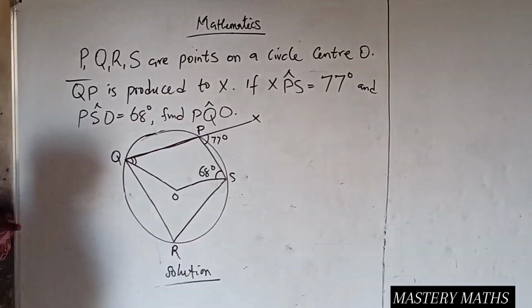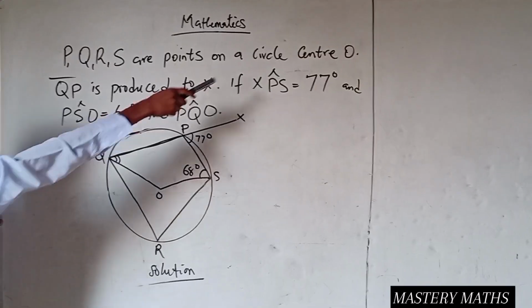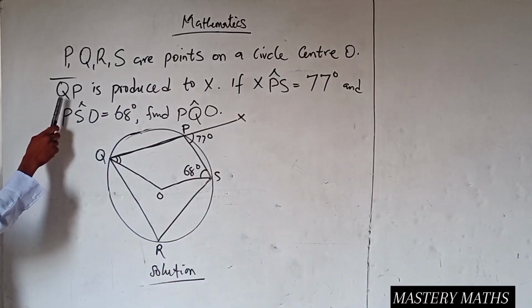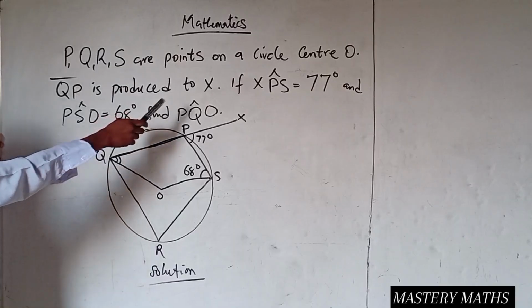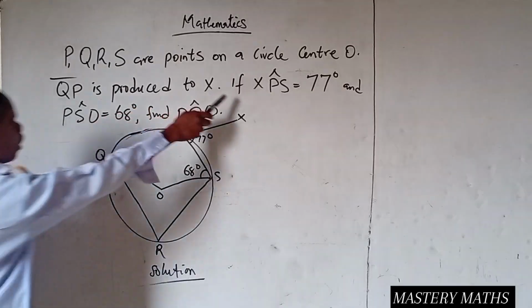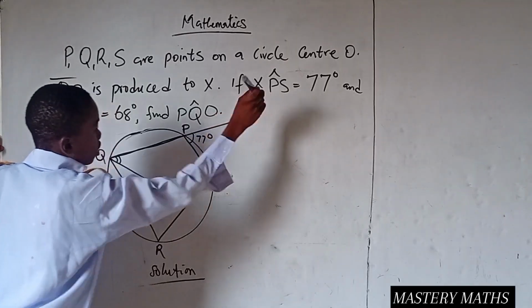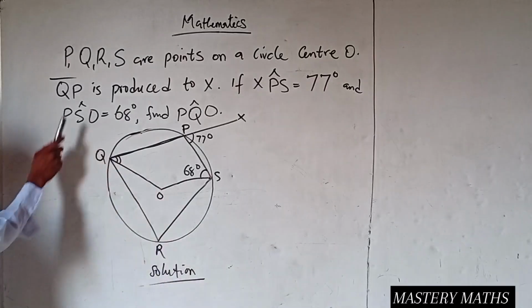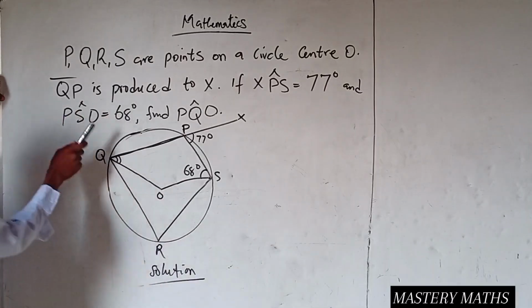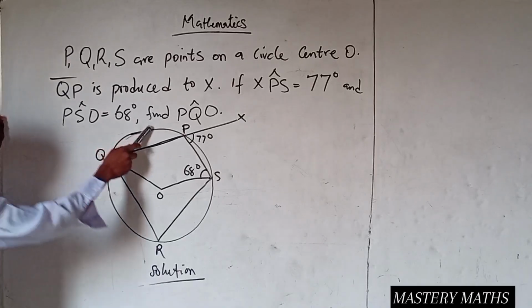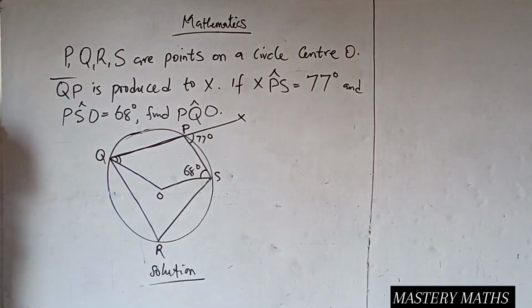PQRS are points on a circle centered O. Angle QP is produced to X. If angle XPS is 77 and angle PSO is equal to 68, find PQO.